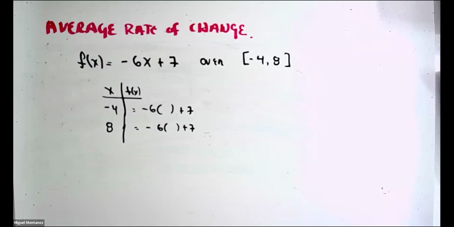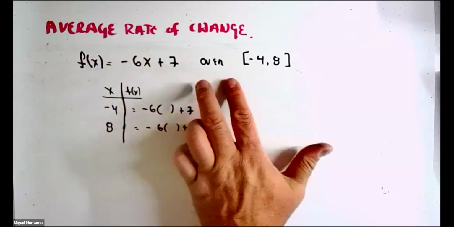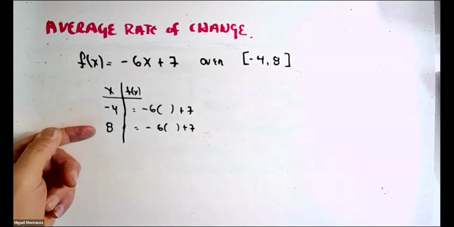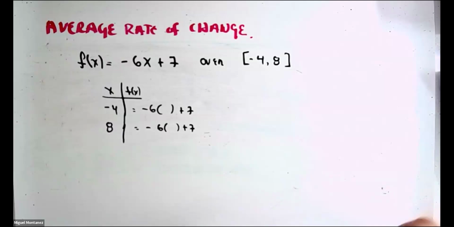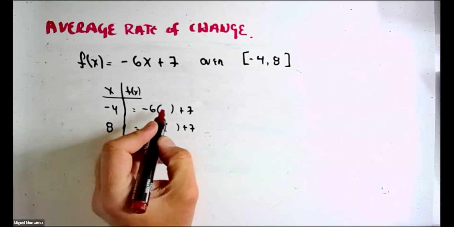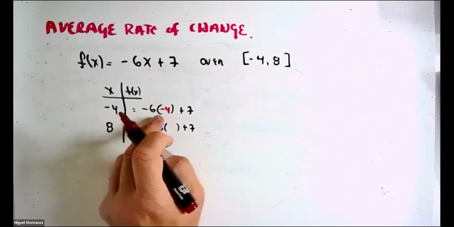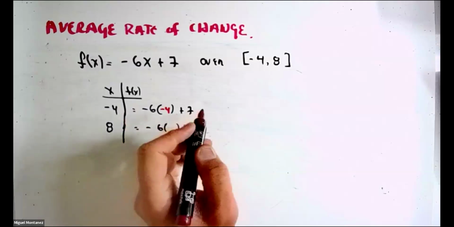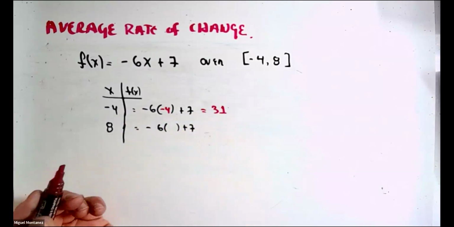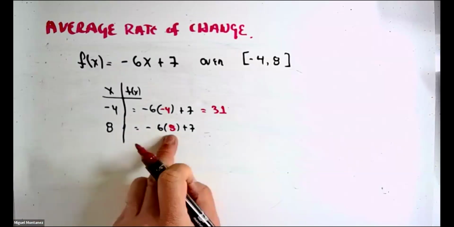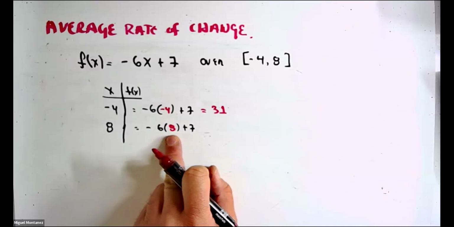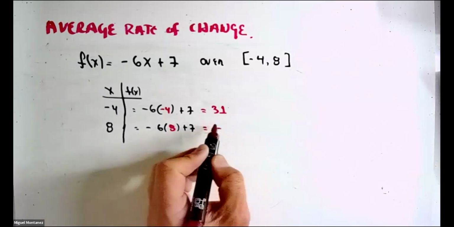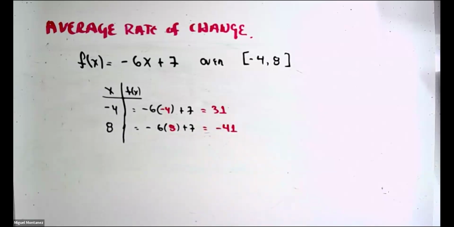And let's start this other example. f of x equals negative 6x plus 7 over the interval negative 4, 8. We're going from negative 4 to 8. Let's find the output. When the input is negative 4, that would be negative 6 times negative 4, positive 24, plus 7, that would be 31. And when the input is 8, negative 48 plus 7, negative 41.